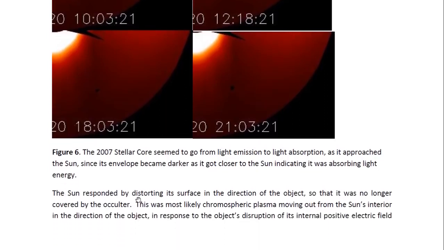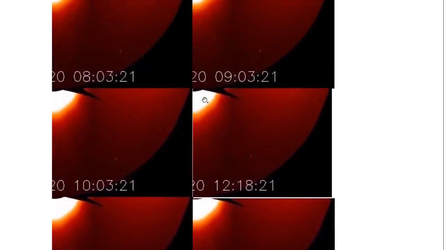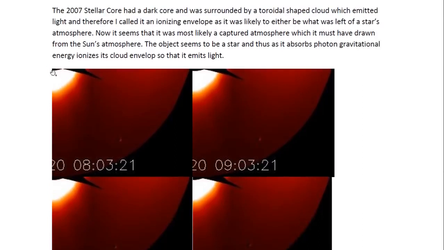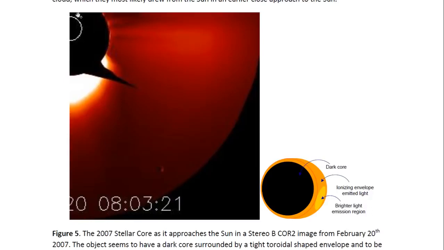Now the sun responded by distorting its surface in the direction of the object so that it was no longer covered by the occulter. You can see that here. This is the sun actually distorting its surface. Usually the sun's inner corona is completely covered by the occulter. You can see part of it here. You can see it better there. The sun's supposed to be there, but suddenly its whole surface shifted, or it seemed to become extremely bright.